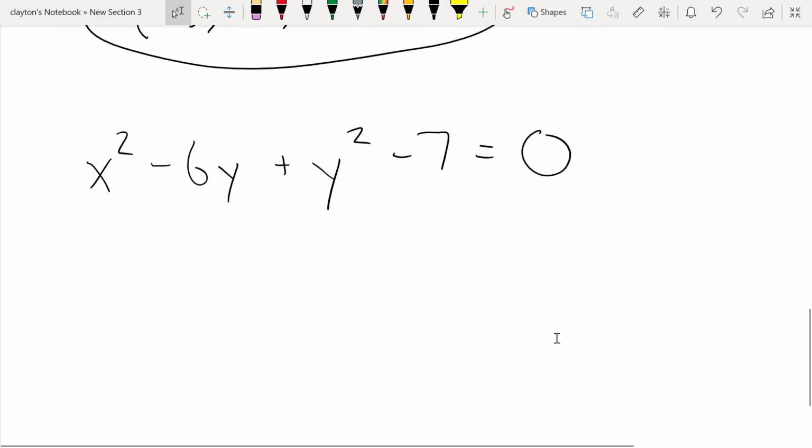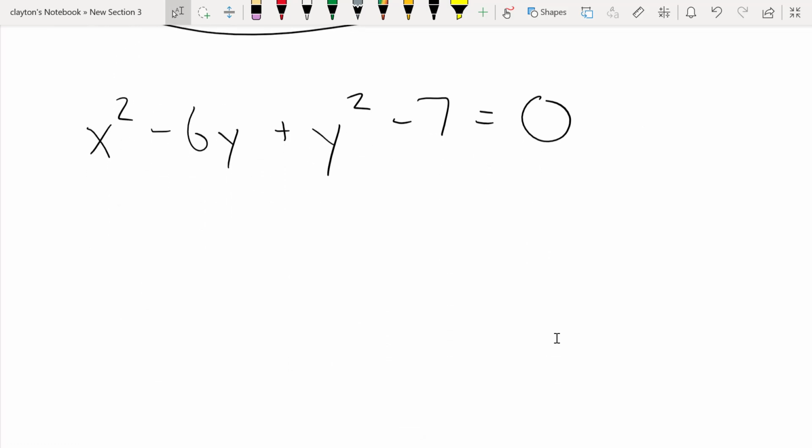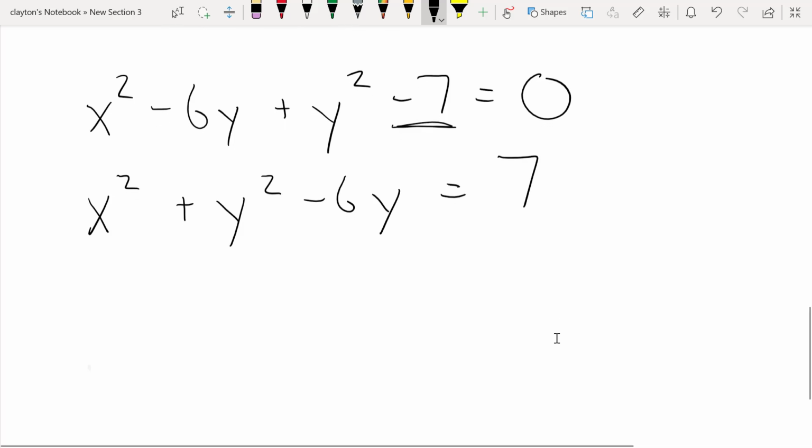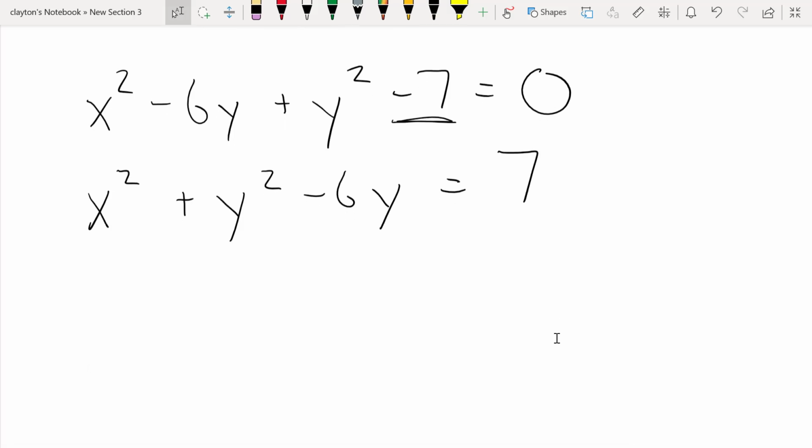And so the way that I like to go about this is, let's get all of our x's and y's on one side. Right now, this minus 7 here isn't really helping us. Let's go ahead and move it. I'm going to rewrite this. So we have y squared minus 6y is equal to 7. My next step is I'm going to group my x's with my x's and my y's with my y's. Now, this is a nice one. I have x squared, and there's nothing else to group here. It's all by itself, but I'll group my y's together.